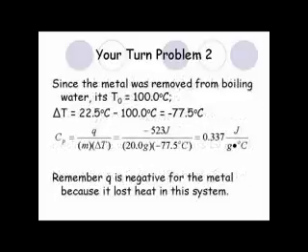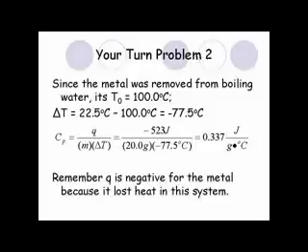An inference has to be made with the metal that its initial temperature, because it's being removed from boiling water, was 100 degrees Celsius. So our change in temperature for the metal was 22.5 degrees Celsius minus 100 degrees Celsius, which gives us a temperature change of minus 77.5 degrees Celsius. We're now ready to go ahead and solve for the specific heat.